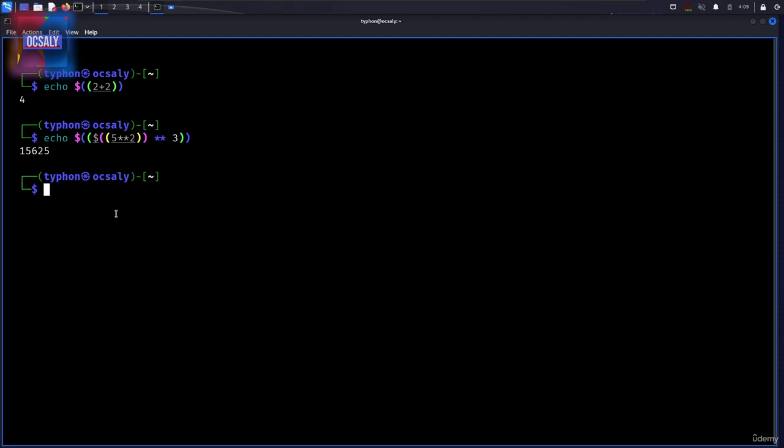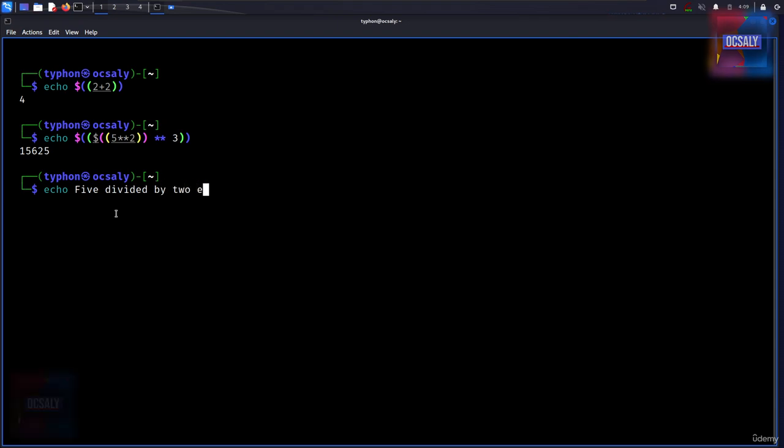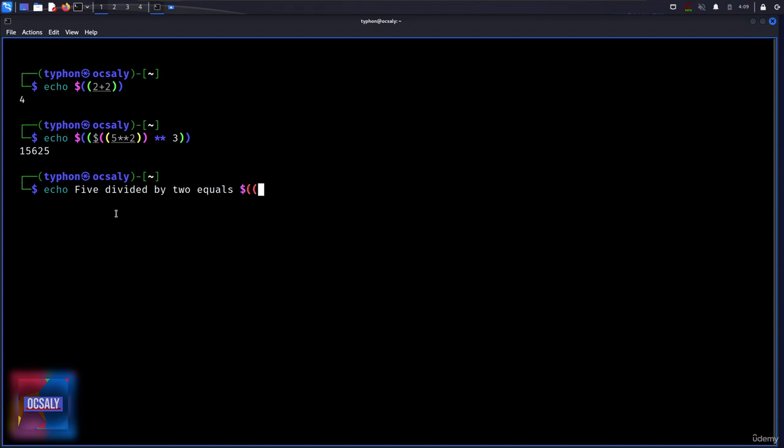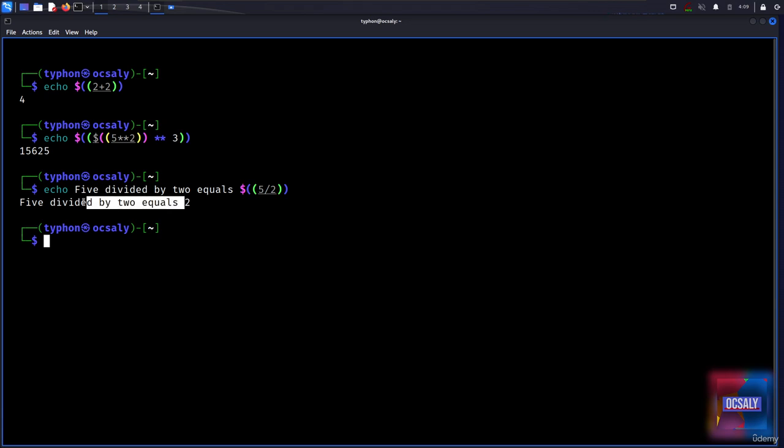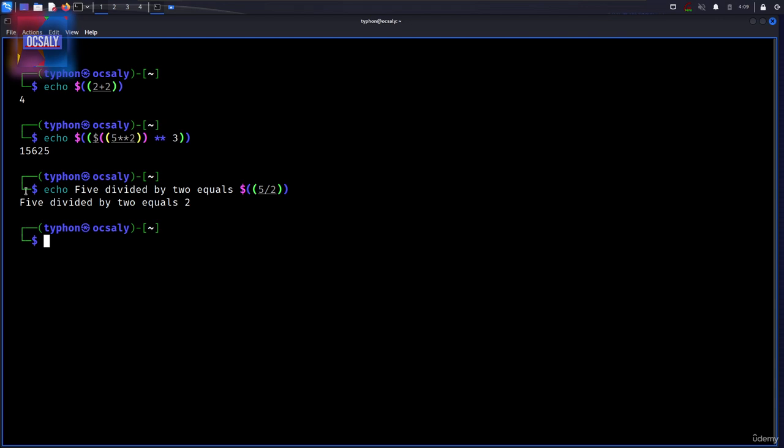And we can also write strings and mix them together. So echo, for example, 5 divided by 2 equals, and after that we will enter our division here. So 5 divided by 2, and as you can see here, 5 divided by 2 equals 2. That's actually true, as I said earlier, these expressions in echo support only integer arithmetic, and the result is going to be an integer.